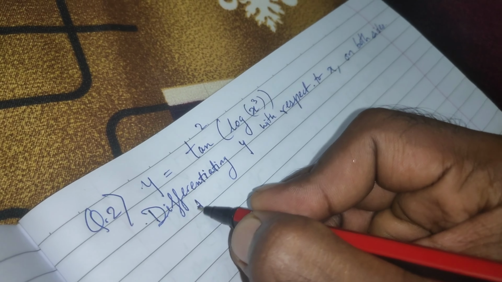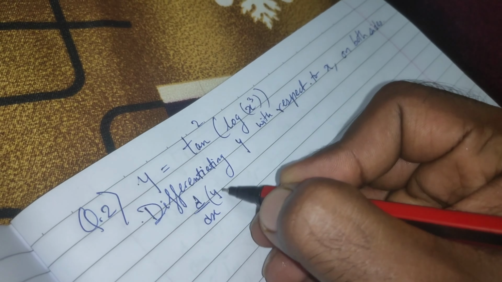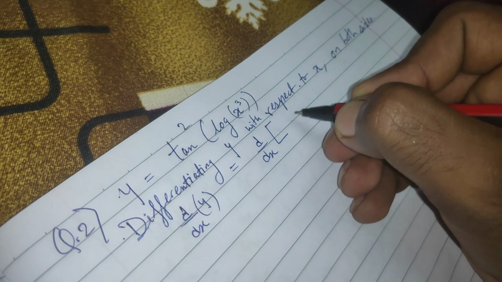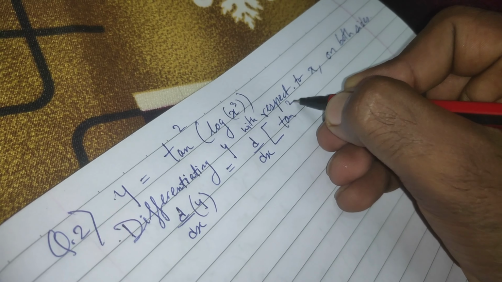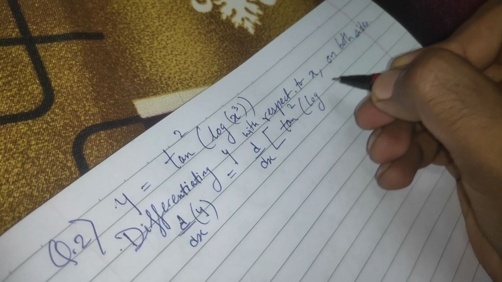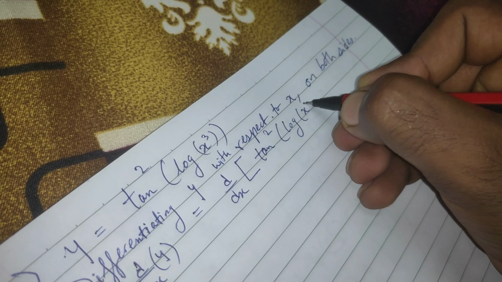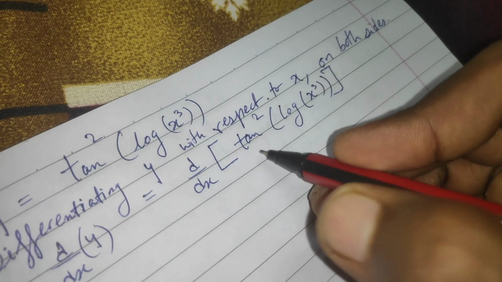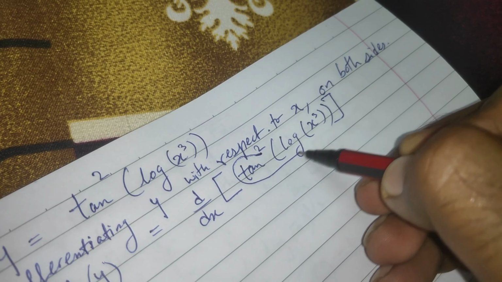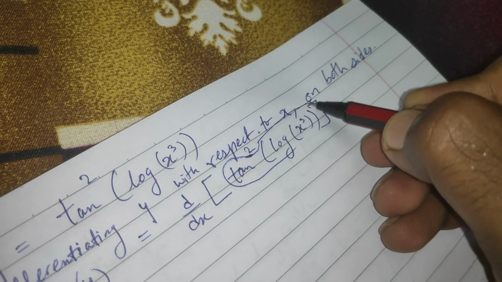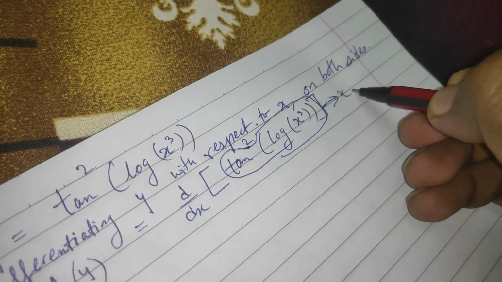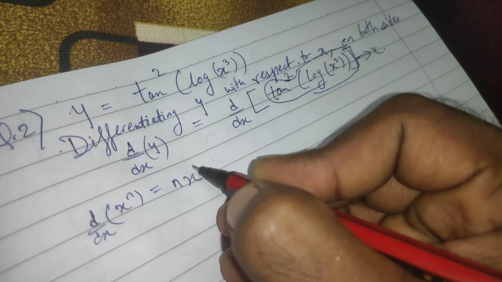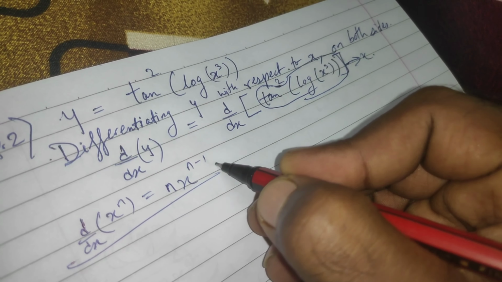So now derivative d by dx of y equal to d by dx of this whole term, that is tan square log x raised to 3. Remember to put the brackets to avoid the confusion. Okay, so now here considering this whole term as x raised to 2, we have the formula that derivative of x raised to n is nx raised to n minus 1. So we are going to apply this formula here.